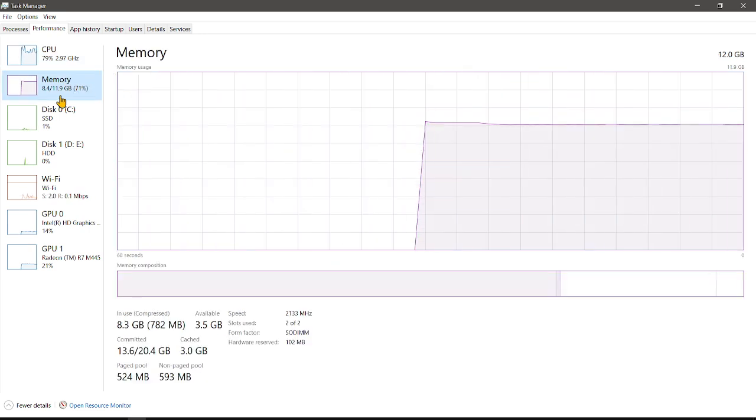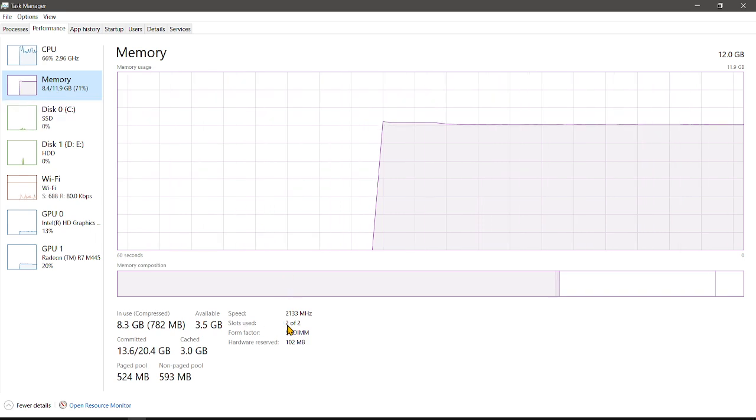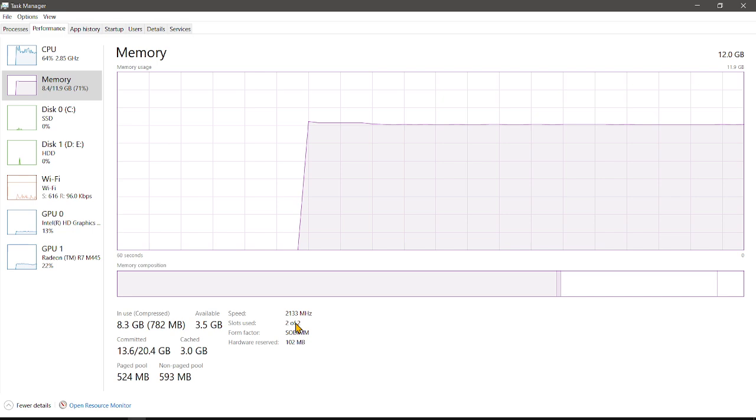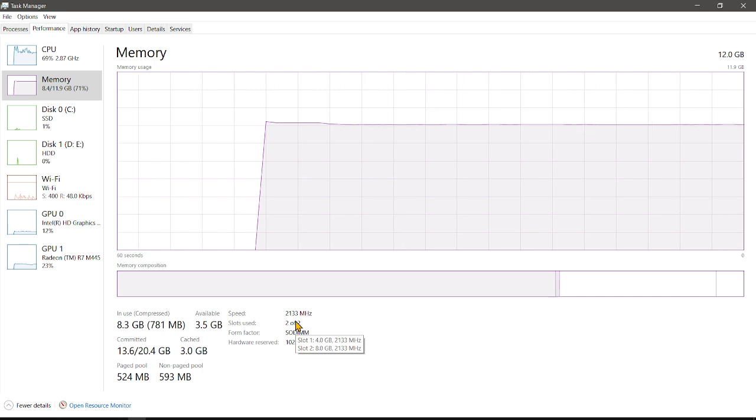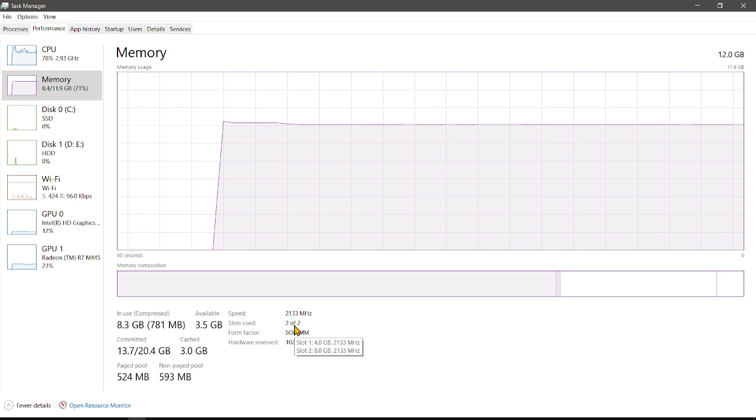You can upgrade the memory, but you should check first, right? Here I have two slots. If I hover here, it will show you. So you can check yours also. Slot 1 is 4 GB, slot 2 is 8 GB, right? Here it will show you the speed, sorry, the memory available, right?